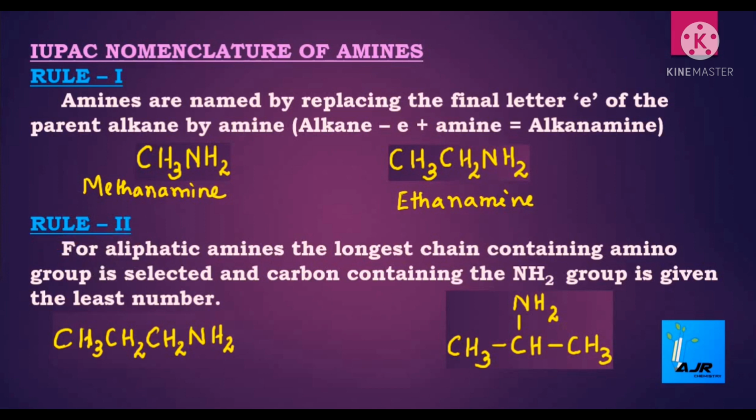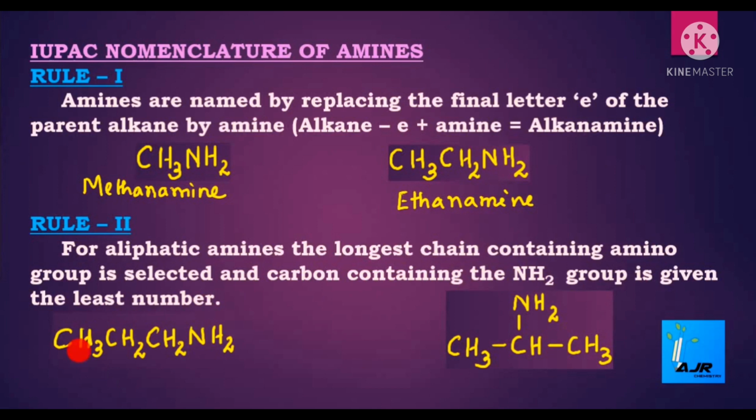Rule number 2. So for aliphatic amines, see, this is small, simpler amines. Here only two carbon atoms are there, here also one carbon. But in the case of long chains, for aliphatic amines, the longest chain containing the amino group is selected. We should select the longest chain, and the carbon atom containing the NH2 group is given the least number. If the aliphatic amines are very large, then we should fix the longest chain, and the carbon atom containing the NH2 group should be given the least number.